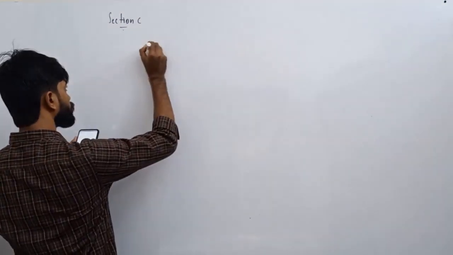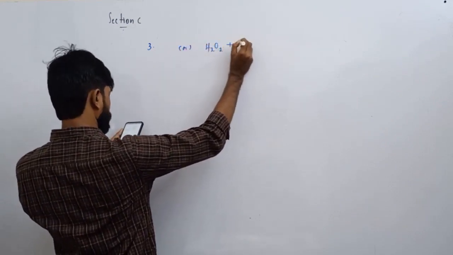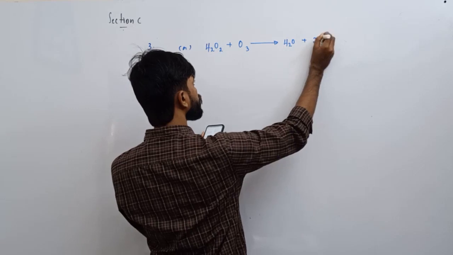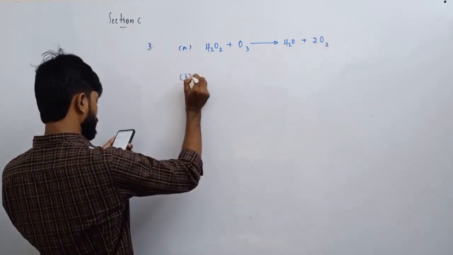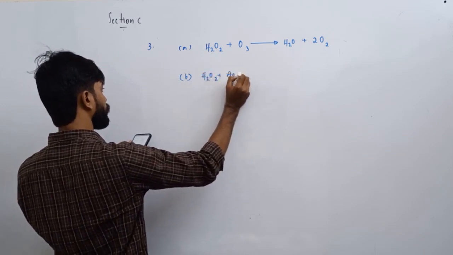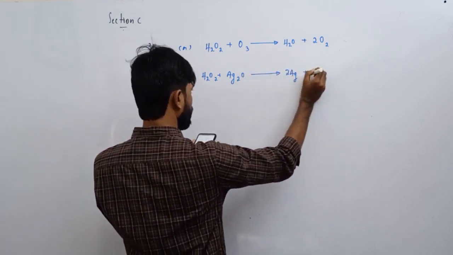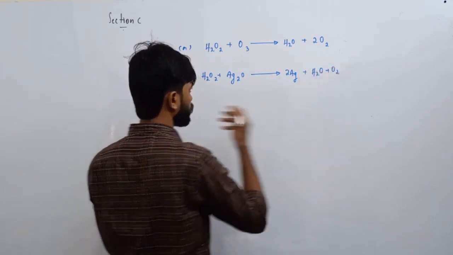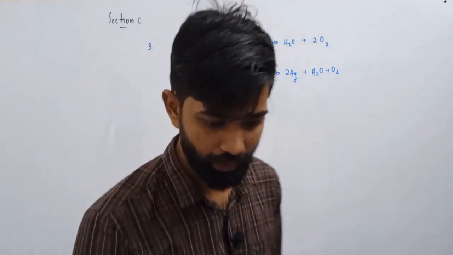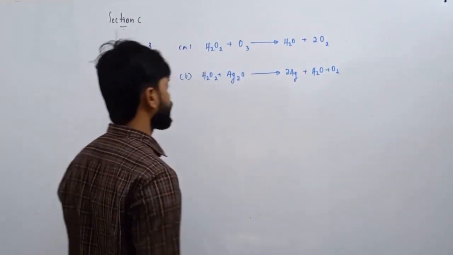The role of hydrogen peroxide in the above reactions. In question number 3, there are two reactions. What are they? H2O2 plus O3 gives H2O plus 2O2. Ready? And the next reaction, H2O2 plus Ag2O gives 2Ag plus H2O plus O2. So here they ask the role of hydrogen peroxide in both reactions. Ready? So what about the first reaction?